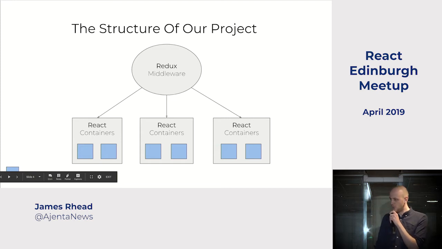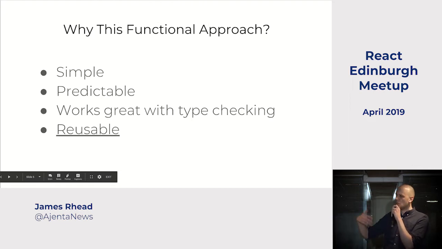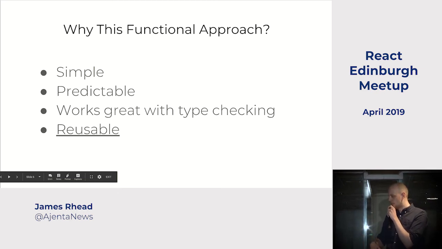So in terms of pure components, you've seen something like this before. It could be a function or a class. But the essential thing is you can pass down props to it. It's predictable, it's simple, works great with type checking. That was actually something later on down the line we used: we started using prop types, and then we transitioned to TypeScript. But anyway, pure components are predictable, simple, and we use them a lot.